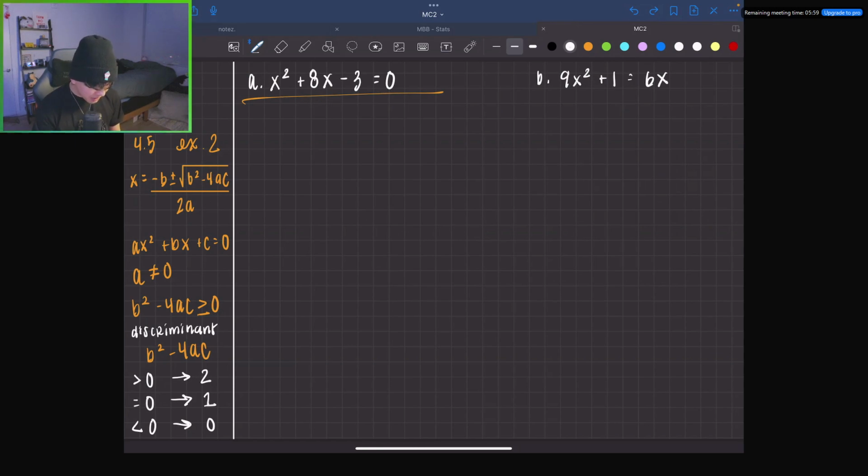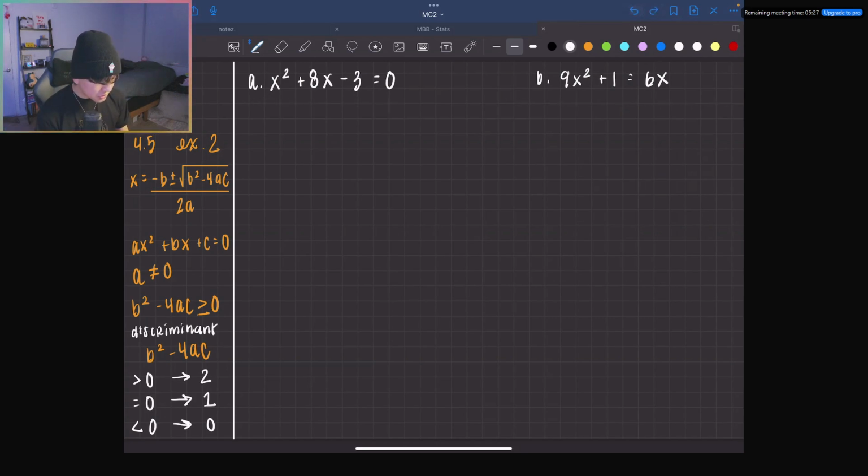So for example, if we have a discriminant that is greater than 0, we can expect to find two real solutions, or two x-intercepts or zeros. If it equals 0, then we can find one real solution. And if it's less than 0, there will be no x-intercepts or no real solutions. So let's go ahead and find out the discriminant and interpret the discriminant for A and B here.